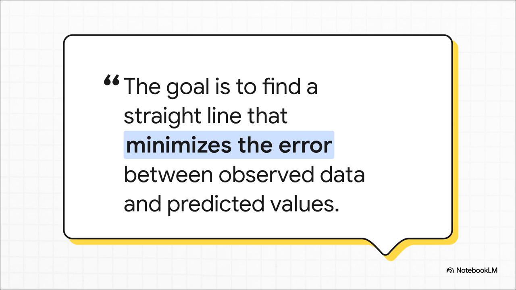So here's the key. The best line isn't just any old line. It's the one line that makes the total amount of error as small as possible. You can picture the error as the vertical distance from each of our real data points to the line we drew. The best fit line is the one that makes the sum of all those distances teeny tiny.